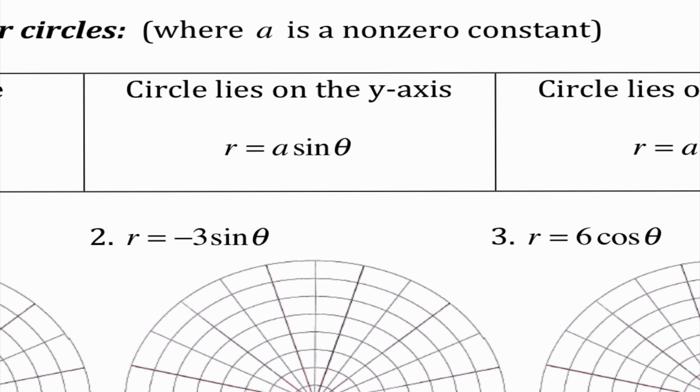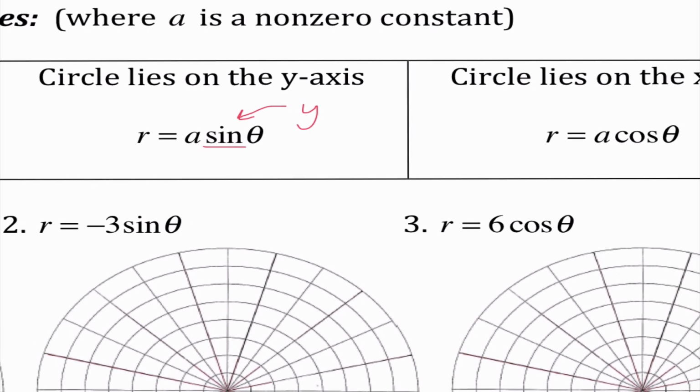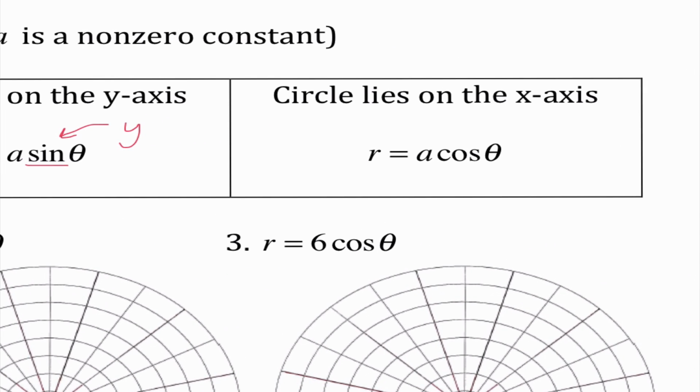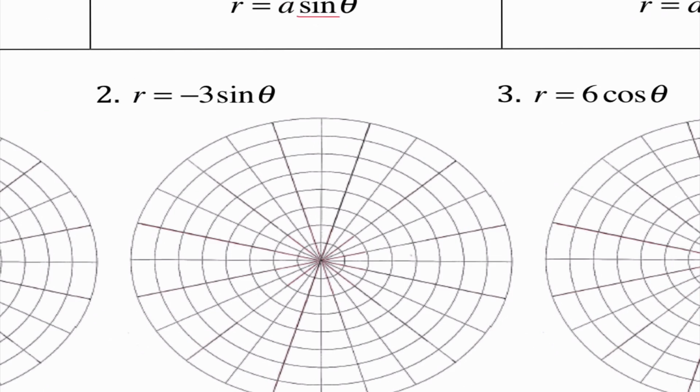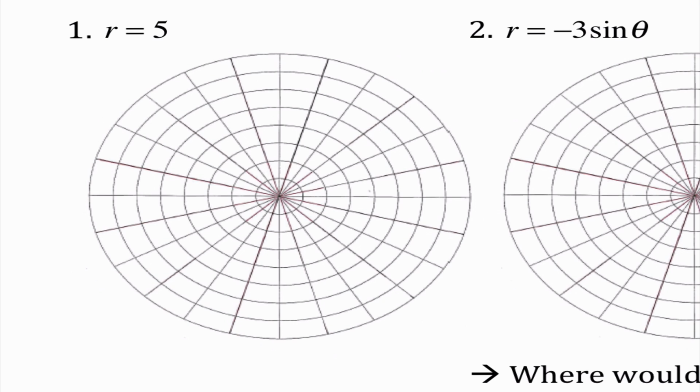A circle that lies on the y-axis, here we have sine, remember sine, y, same thing, okay? So this is going to be a circle that goes either up or down. Cosine, we know, is connected with x, so that's going to be a circle that either goes right or left. So let's actually do some and see what these look like.